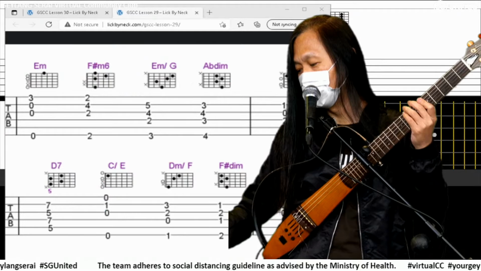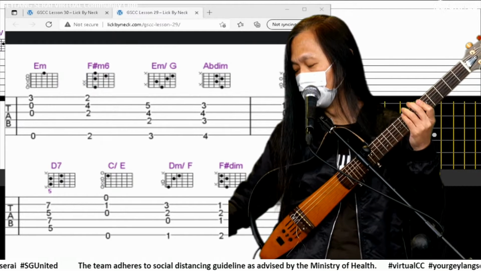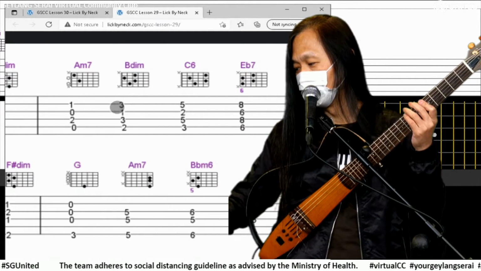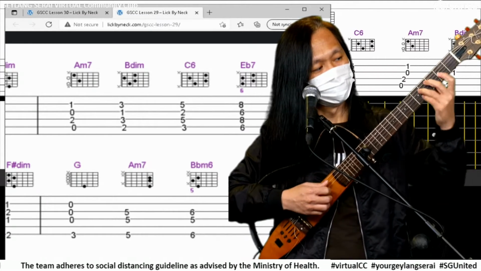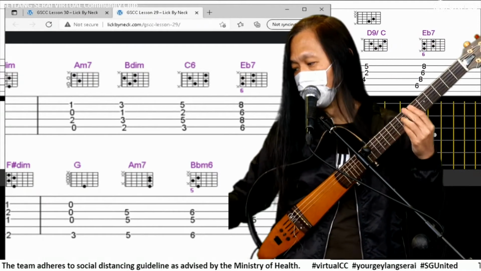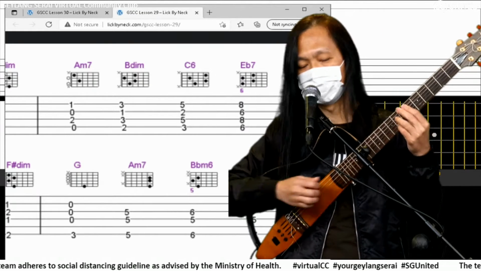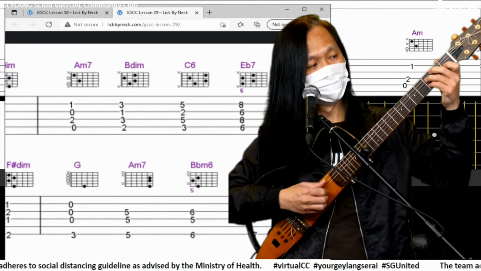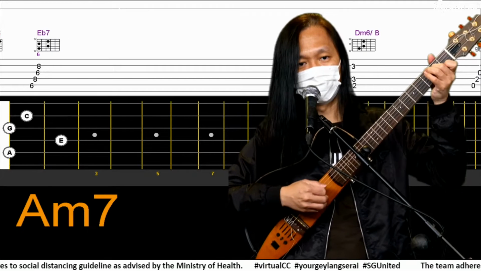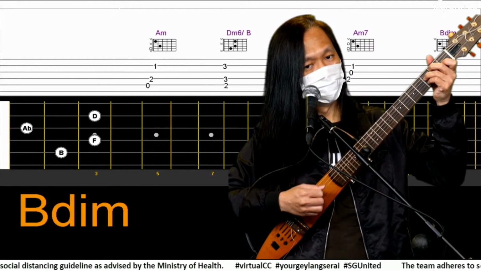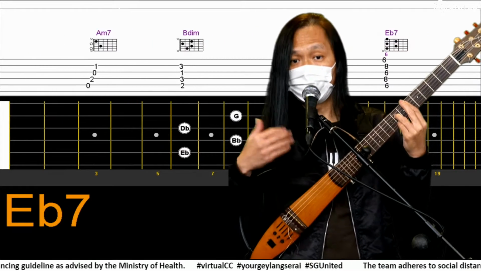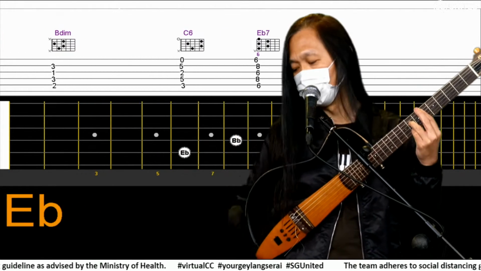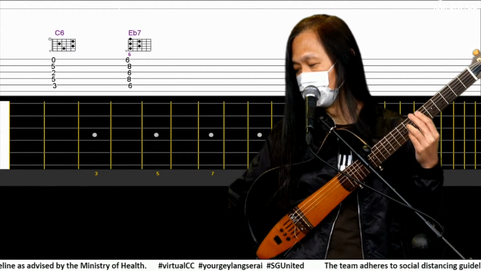Let's go to the second part, which is these four lines. So A minor 7. Let me play here so we can see. It kind of repeats the same thing I did on the first bar. So let's go back to the notation over here.